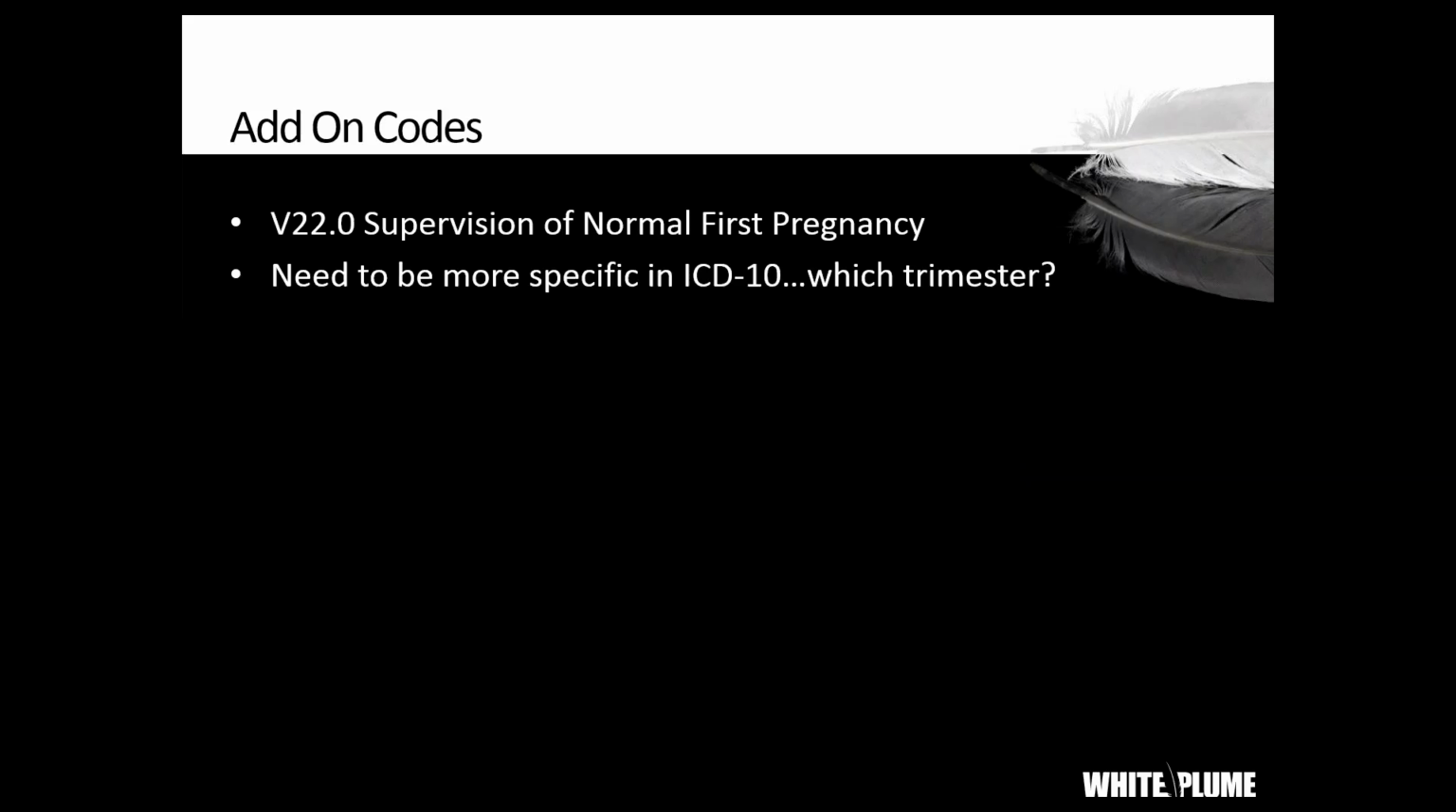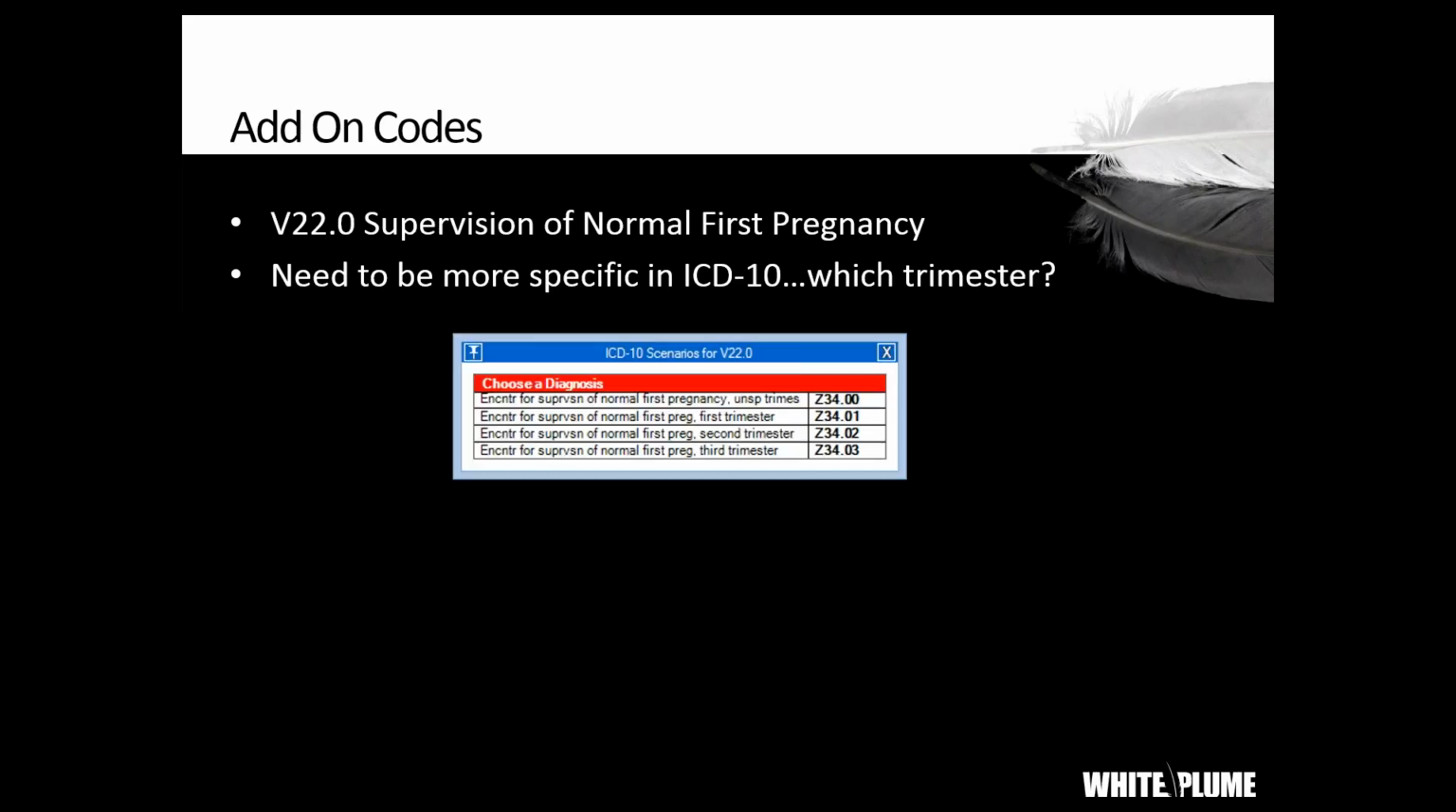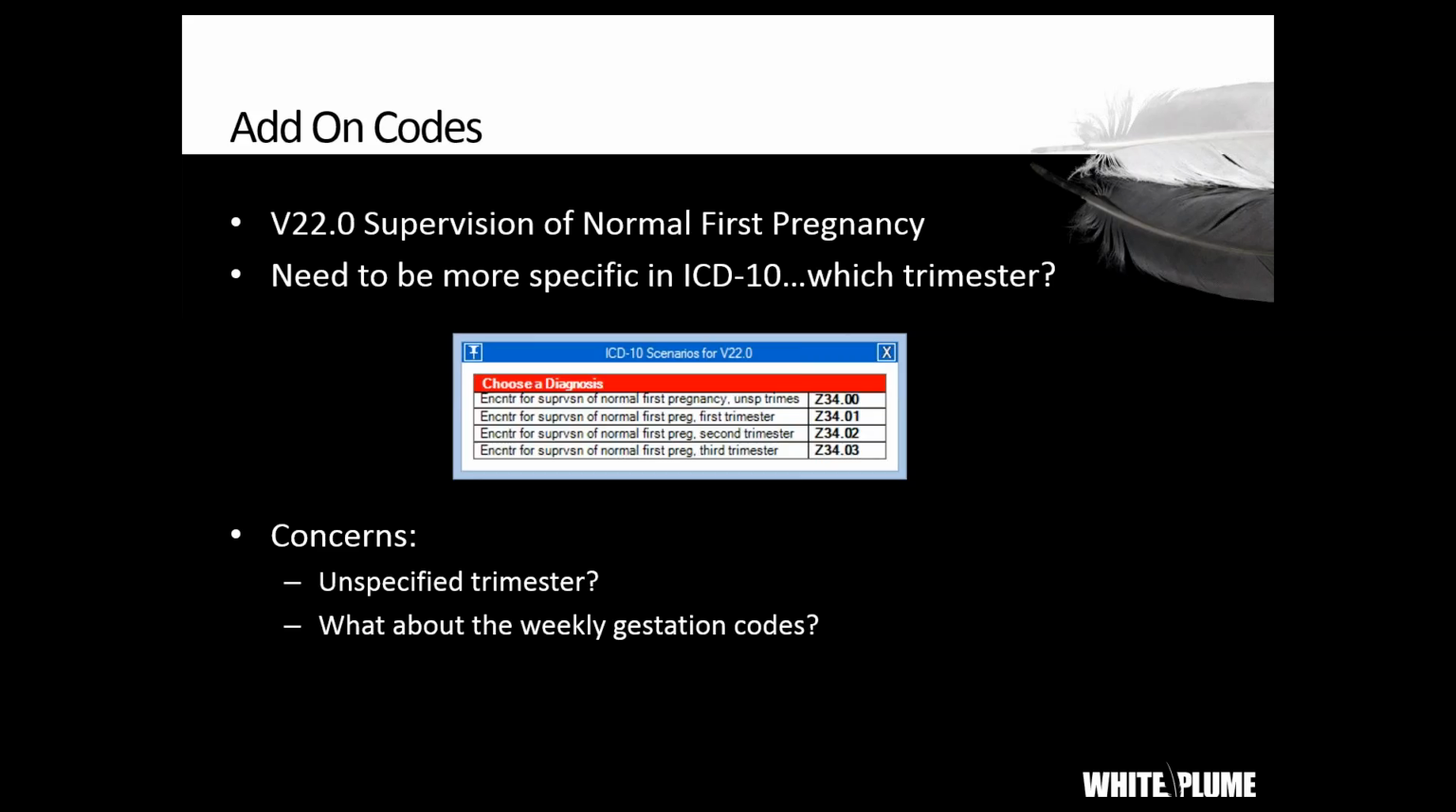What every couple hopes for. The issue is in ICD-10, you've got to be more specific. You can't just use one code like this anymore. So if you have V22.0 on your encounter form and you click on it, the custom scenario is going to look something like this. And you can see it has choices for first trimester, second trimester, third trimester. Now the concern is that there's also a code for unspecified trimester. Another example of an unspecified code we probably shouldn't be using. But there's also this new concept in ICD-10 where you have to be more specific about the weekly gestation code. Which week of the pregnancy are we in? Not just the trimester, but what week are we in?